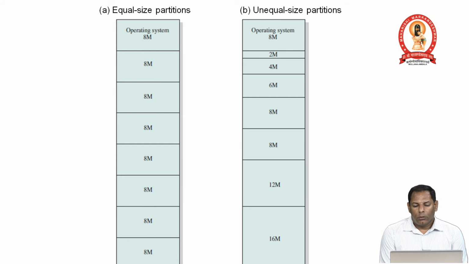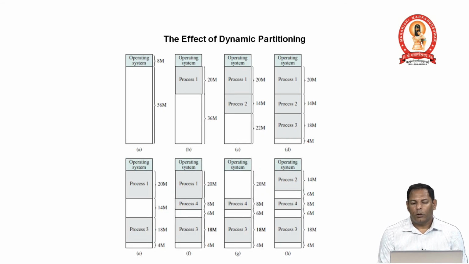Suppose processes enter the system and leave the system, and you see the image after some time. In this figure, process 1 enters the system, it requires 20 MB of space, so we will allocate 20 MB to this process from the remaining 56 MB, and we now have 36 MB of space remaining which can be used for other processes. Now one more process enters the system which requires only 14 MB of space, so we will allocate 14 MB from this 36 MB space, and we now have 22 MB of free space.